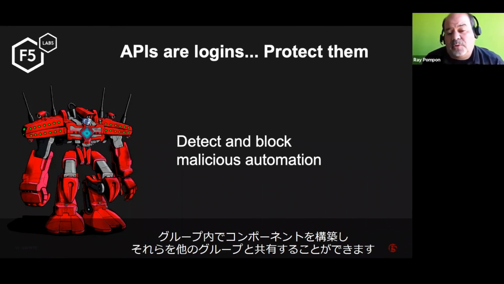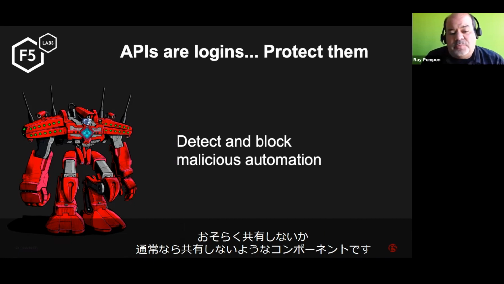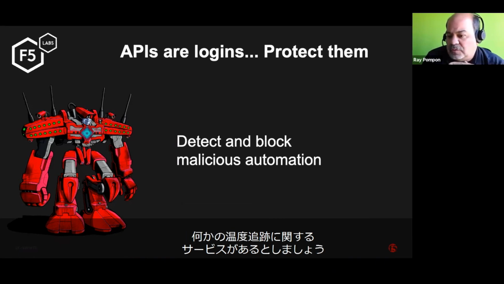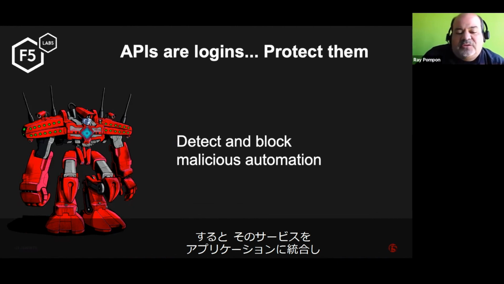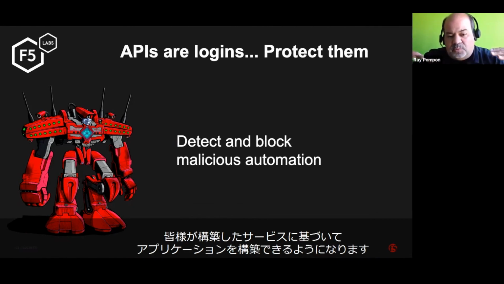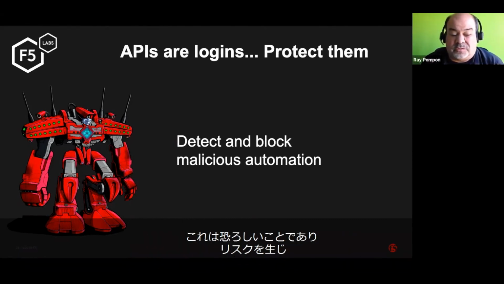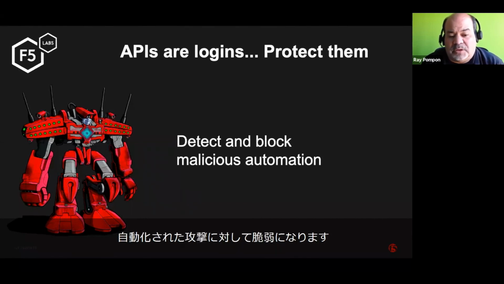You could build components within your group and share them with other groups that normally you wouldn't, but say, here's just a service around inventory tracking, or here's just a service around keeping track of the temperature of something. And they could integrate that service into their applications and thus build upon what you've built. But to do that, you've got to expose your APIs to things beyond your control, which is scary, which introduces risk, which makes them vulnerable to automated attacks.